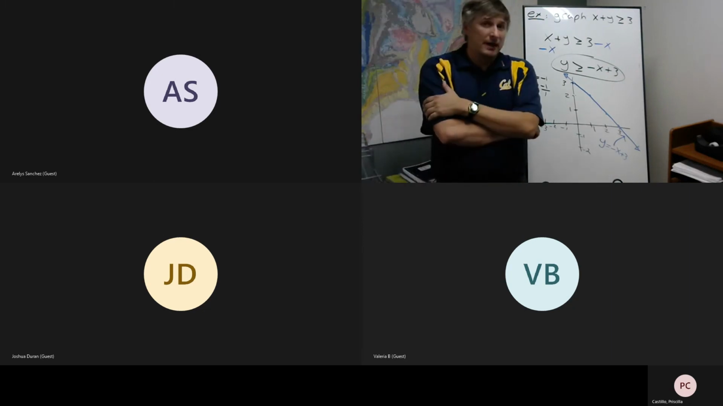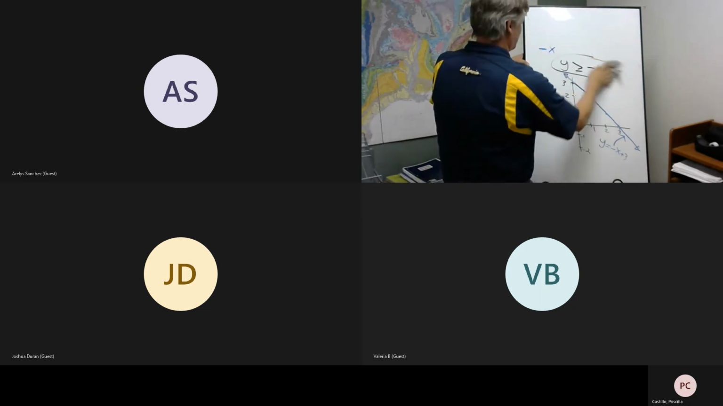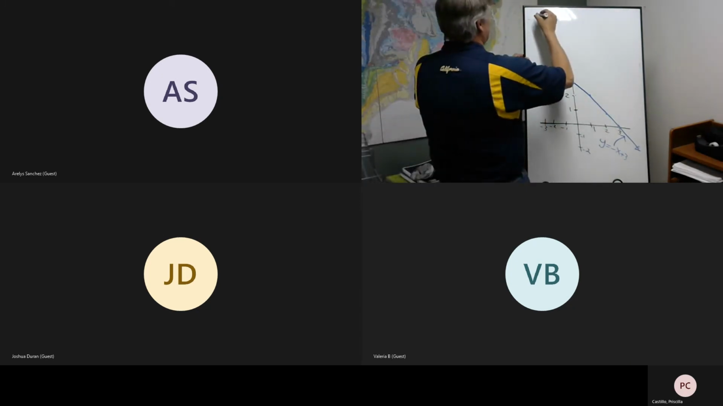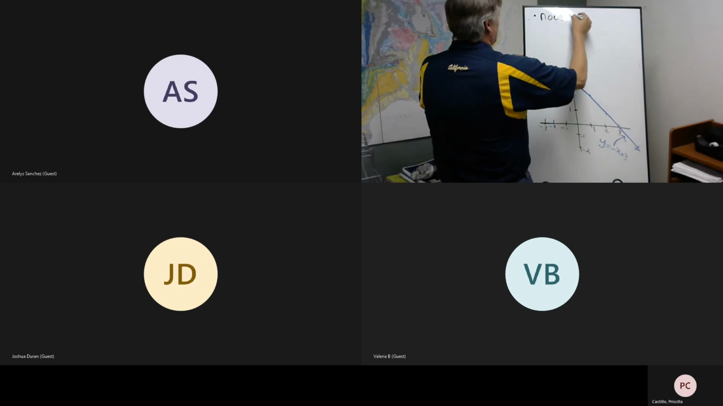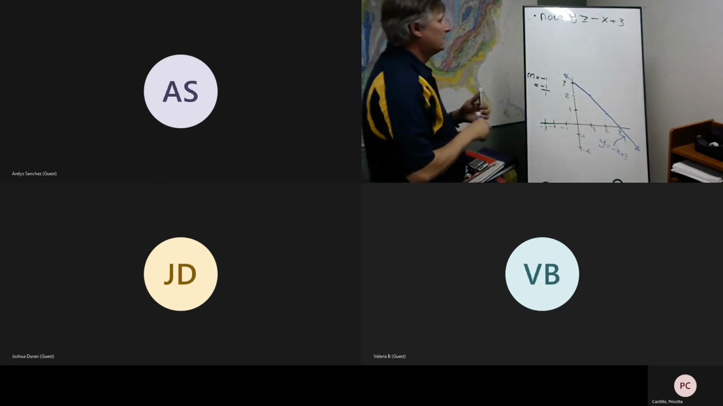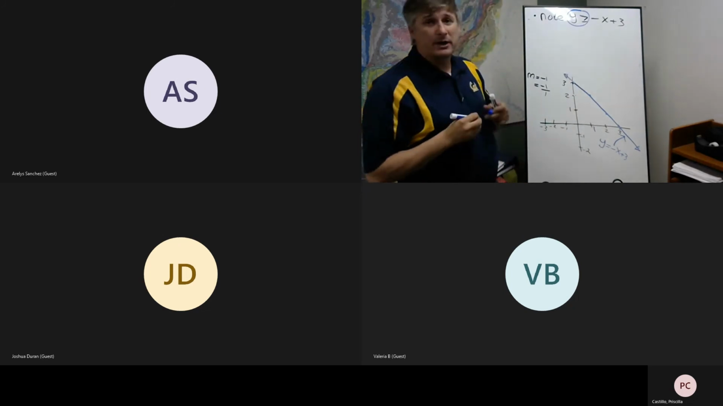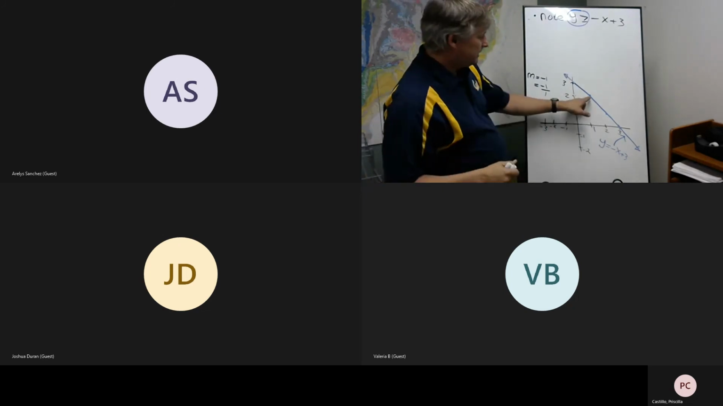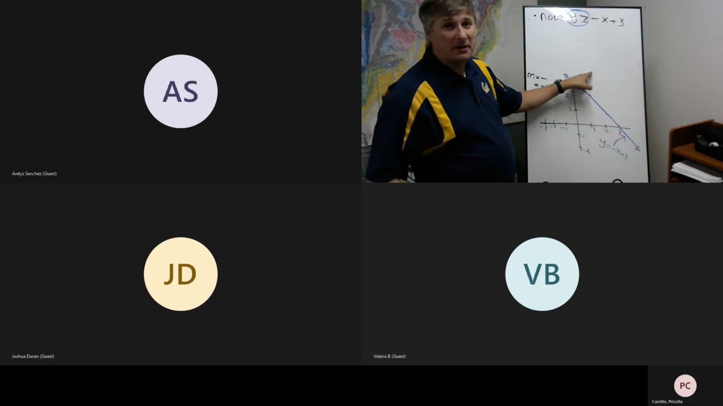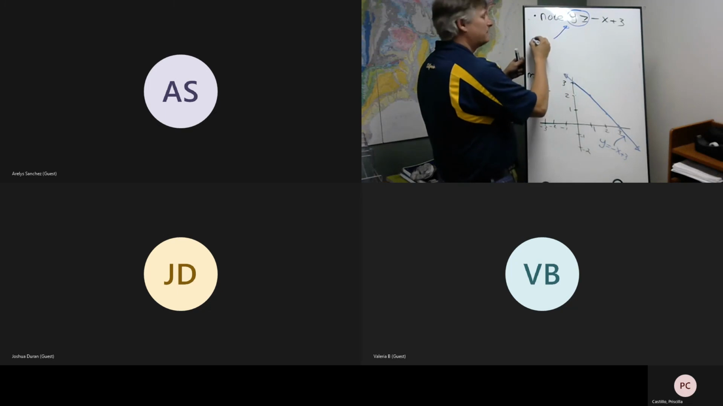So now we take a look at our inequality. As we look at the inequality, we have y greater than. So that means if you have a point here, we're interested in the points with a y coordinate that's bigger. That means up there. So y greater than, shade above.